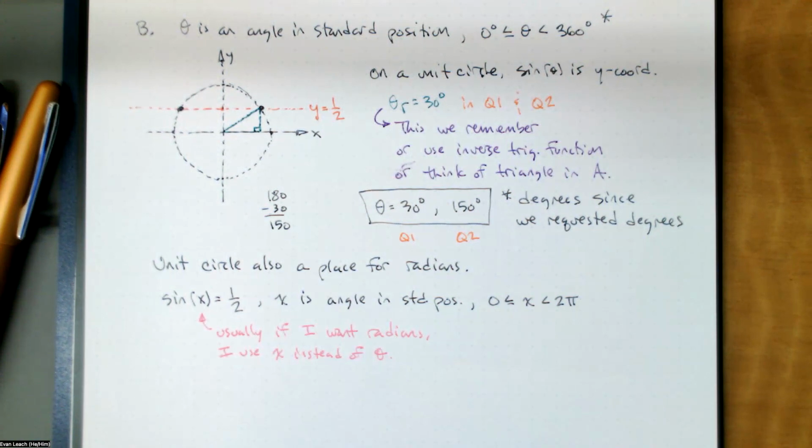But we changed the context of the problem. Instead of thinking about theta being an acute angle in a right triangle, theta is an angle in standard position on the unit circle.